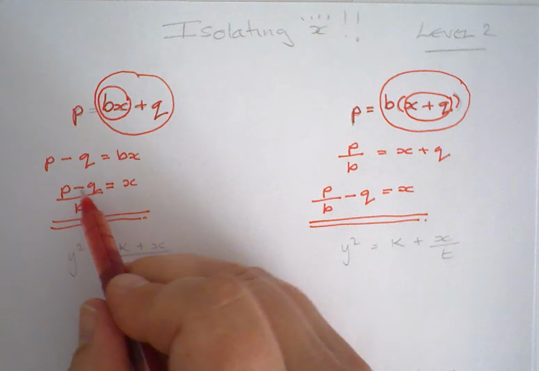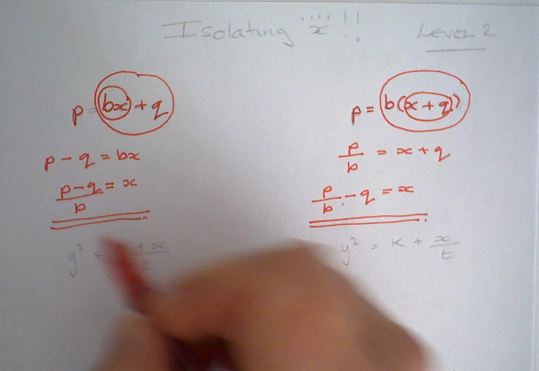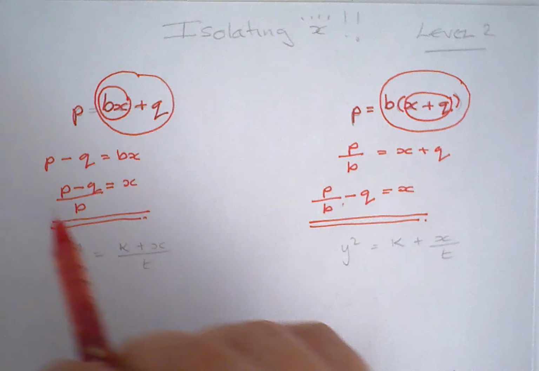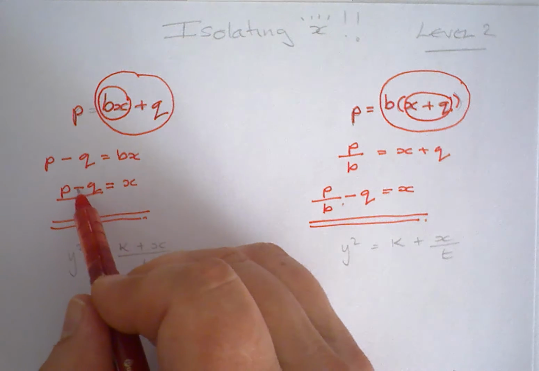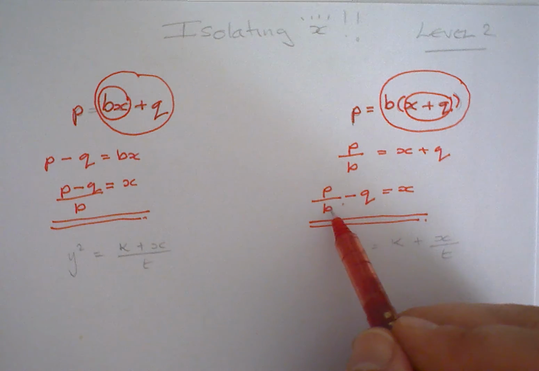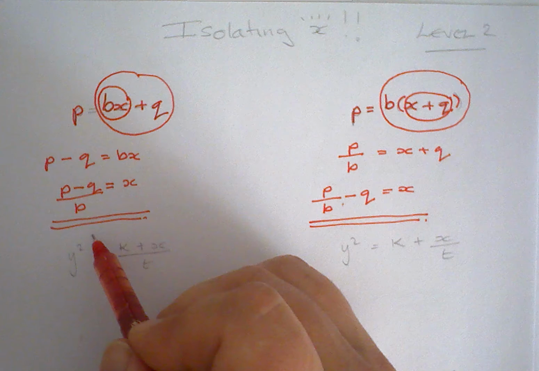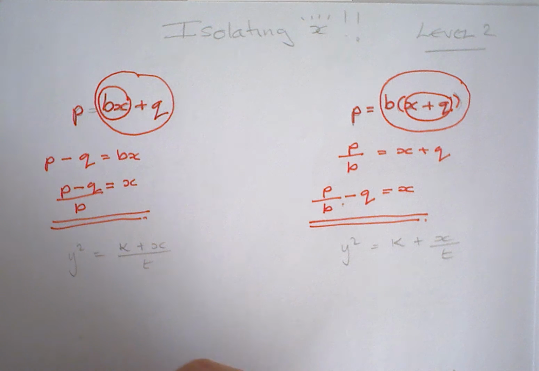Notice we've got minus q, we've got minus q. We have got divide by b, we've got divide by b. But here, okay, the minus q is last. Here the minus q is first. Here the divide by b is first, but here the divide by b is last. We've reversed the operations properly. Let's have a look at this next question.